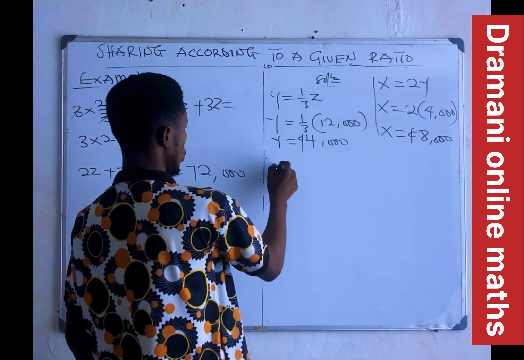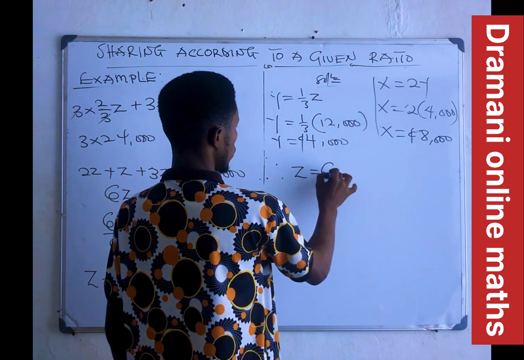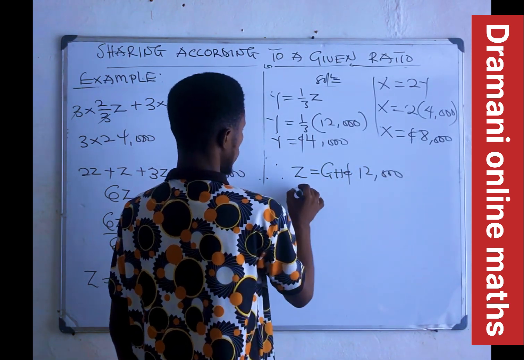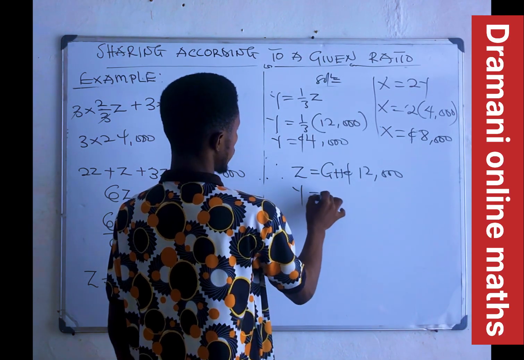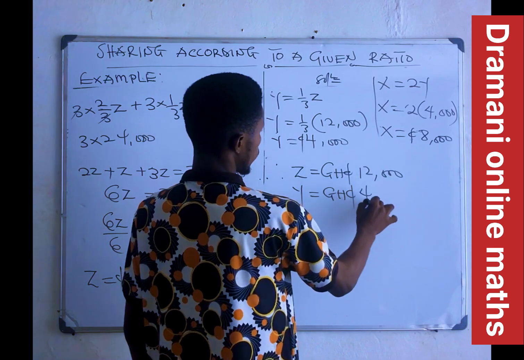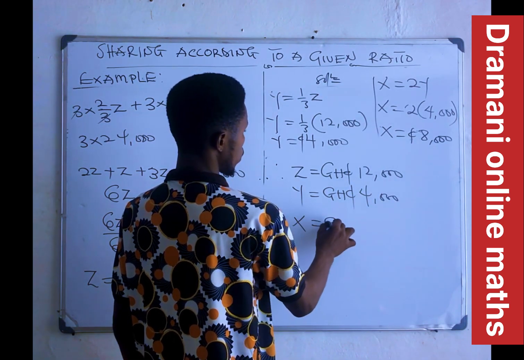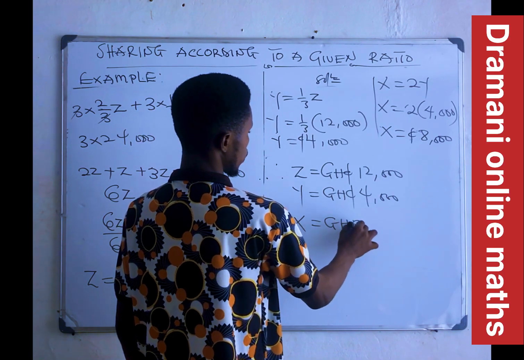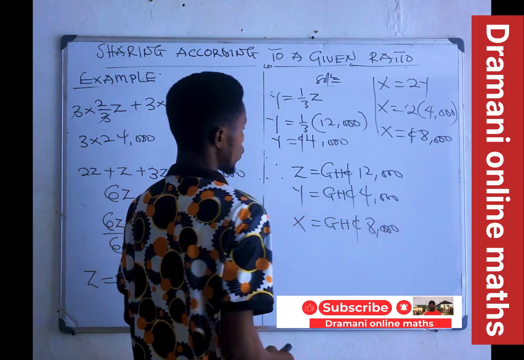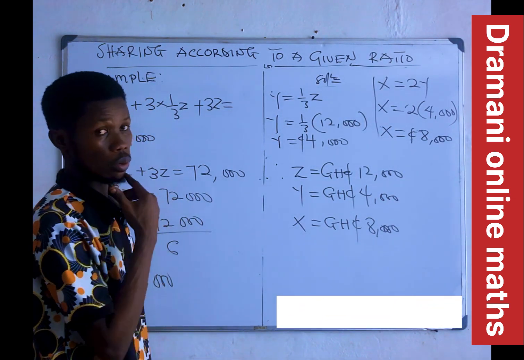So in conclusion, brother Z receives Ghana cedis 12,000. Brother Y receives Ghana cedis 4,000. And brother X receives Ghana cedis 8,000. Is that okay? So that will be the amount that each of them is going to receive.